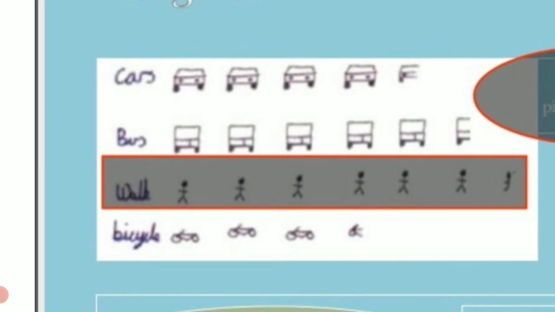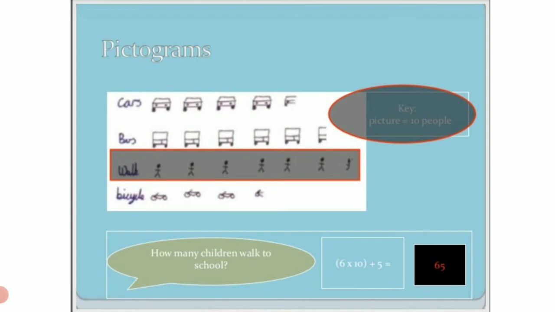The number of people who go by walking, you see, children, 1 2 3 4 5 6 7 are there. Okay, so that is 7 into 10, 70, and people who prefer bicycle is 3.5, that means 30 plus 5, 35. Okay, so the question asked is how many children walk to school. You can see, children, it is 6.5 children who walk to school, that means 6 into 10 is 60, and half means 5, that means 65 children walk to school. That is the maximum number of children who walk to school.